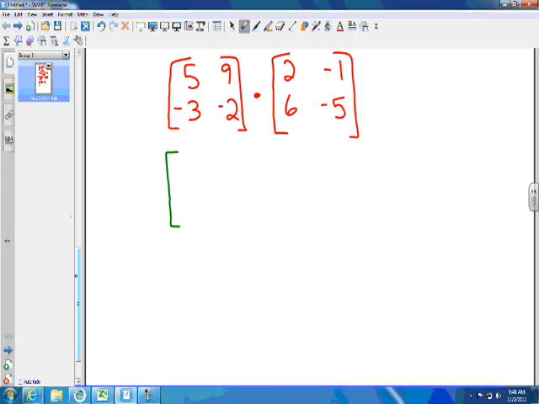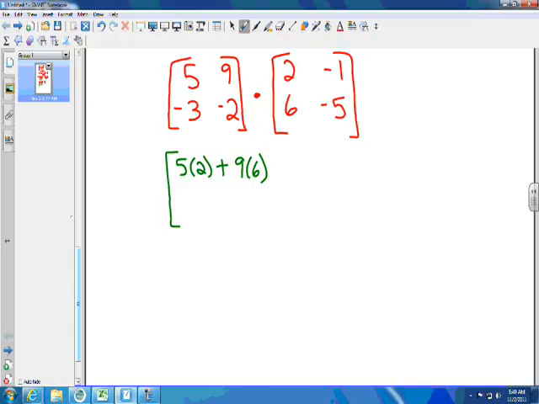Those of you who didn't quite get the first one, really try to focus in here and see what we're doing. So we're taking the top row, the 5 and the 9, times the first column, the 2 and the 6. So 5 times 2 would be your first one, plus, and what would we be at? 9 times 6. So that takes care of row 1, column 1.